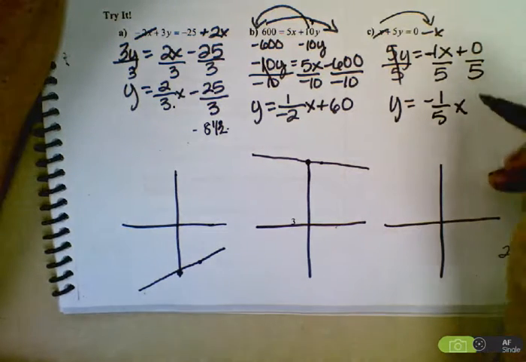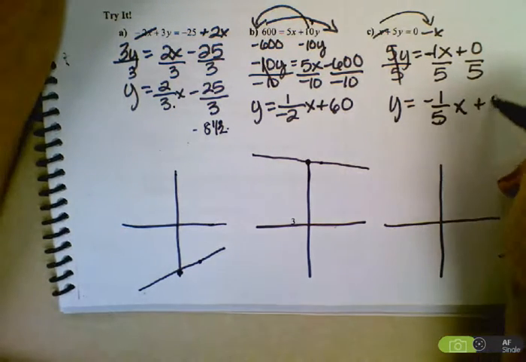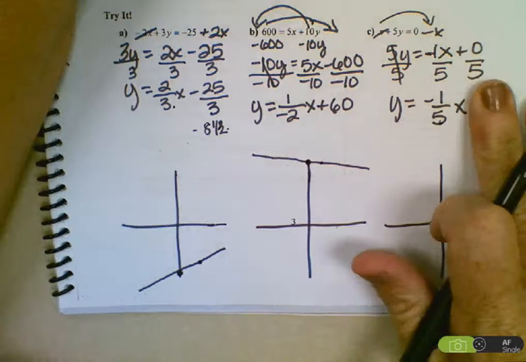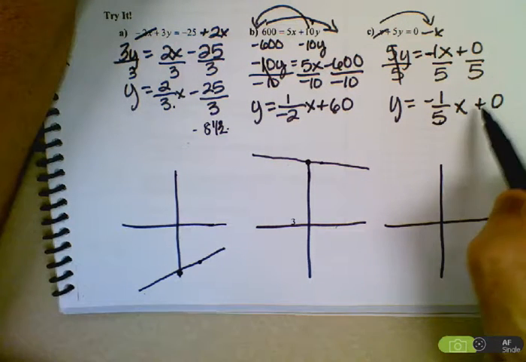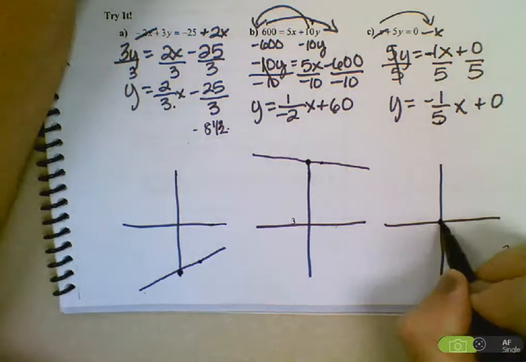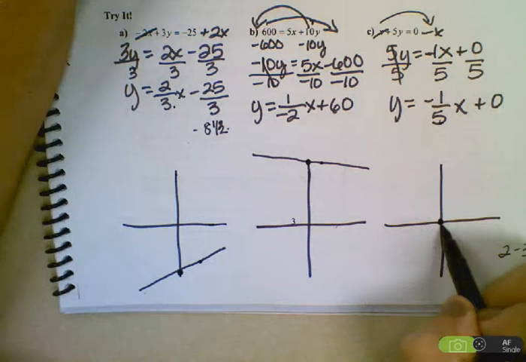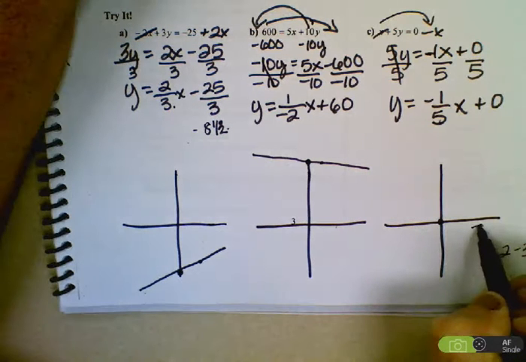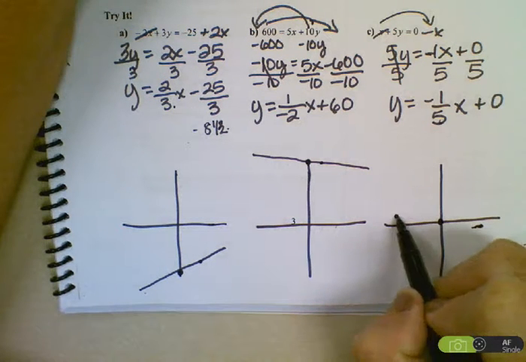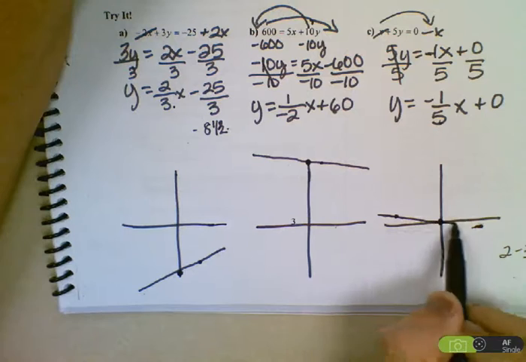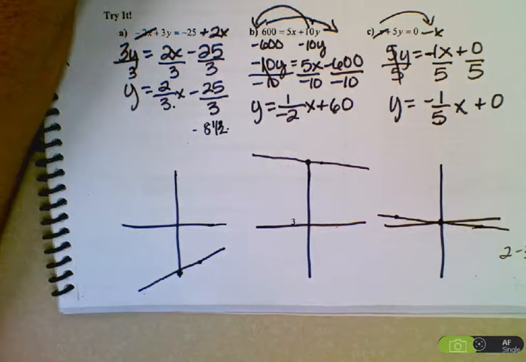0 divided by anything is just 0. So you can write plus 0, or just leave it like that. That would be fine too. So your intercept is at 0. And then you're going to go down 1 and over 5, or you could go up 1 over 5 to the left. So that too is going to be a pretty flat line.